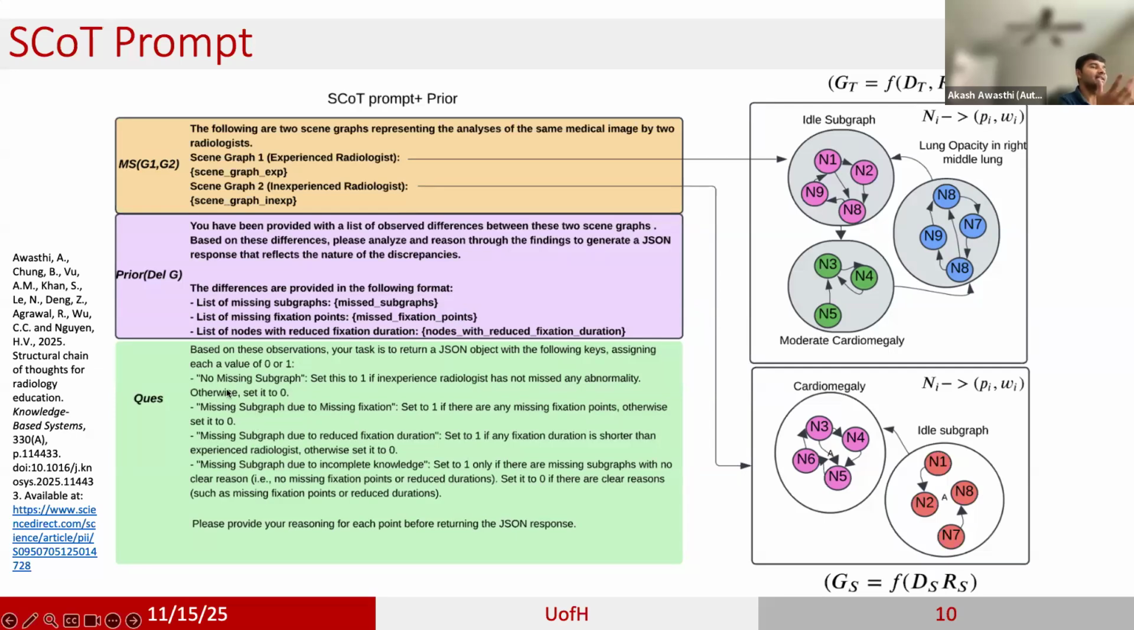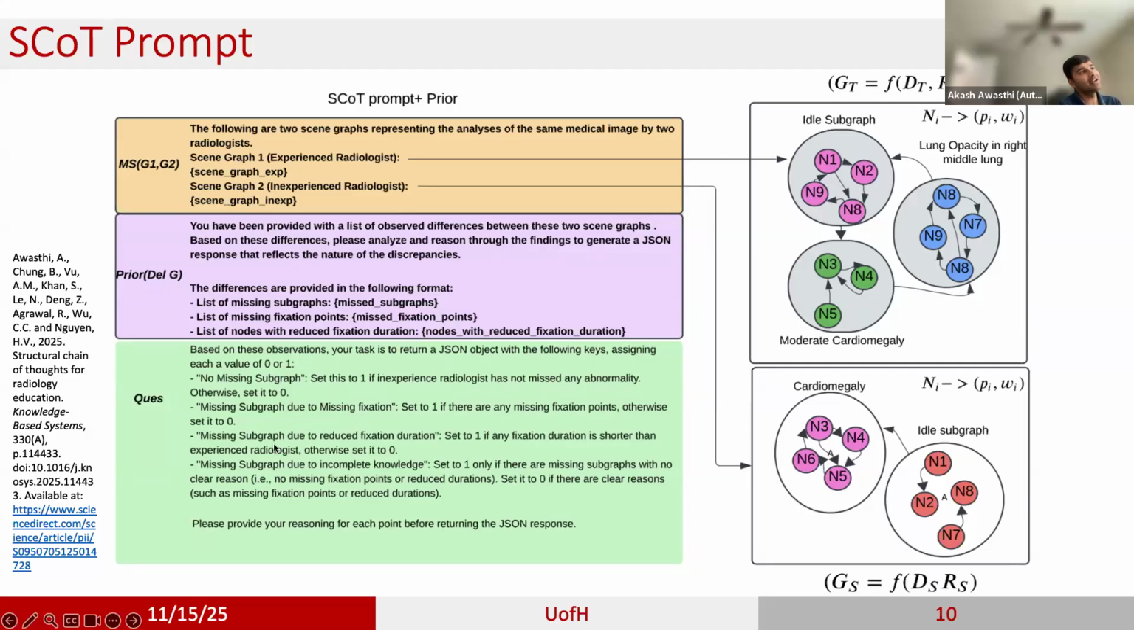answers. We do this because we are trying to test the reasoning capability of the LLM or LMM, and we don't really have a specific metric to do that. We could just compare NLG metrics, but we don't want to. We wanted to see whether it can really reason. So we infused some questions in the prompt asking, based on the comparison and all this reasoning, can you tell why there is any missing subgraph, or a missing subgraph due to missing fixation.